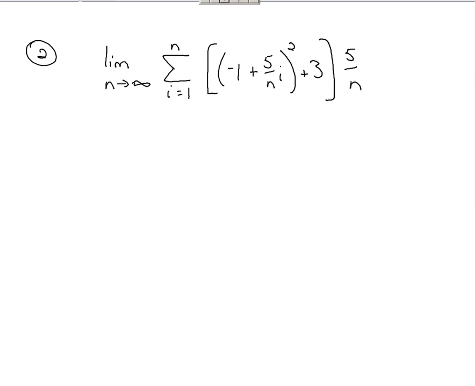You know, there's key players like a delta x. What does a delta x usually look like? Well, it usually looks like some number over n. As I look at my setup here for the limit of the Riemann sum, I see a couple of expressions here where I've got some number over n, and that number happens to be a 5, so I could assume that delta x must be 5 over n.